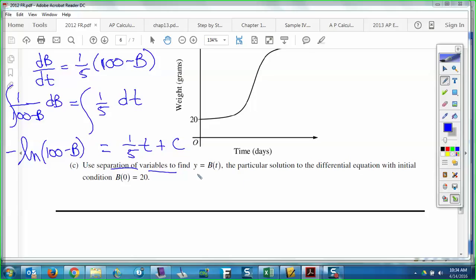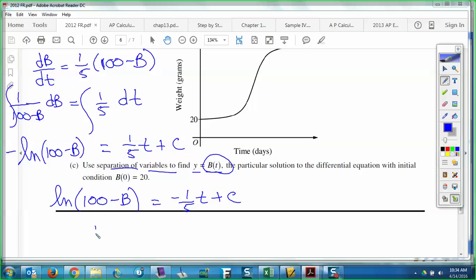And notice they said find y equals b of t. So back to your question, can you always solve for y? Well, if it says find y equals, then they are expecting you to do that. Okay, so what do we want to do? So in other words, we're finding, that's not y though, it's b. So we're trying to find b. B equals. So let's multiply that negative over there. So we get ln 100 minus b equals negative 1/5 t, and I would still keep that at plus c.